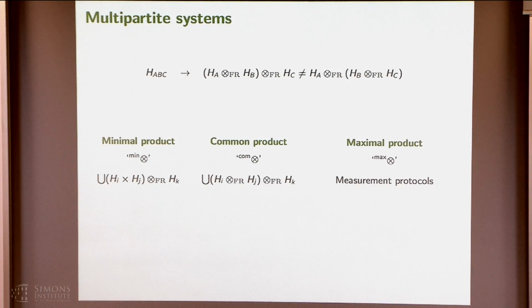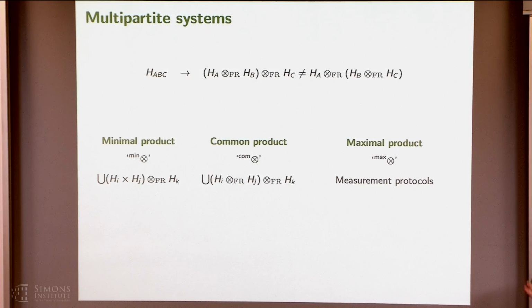So here I just, of course I cannot comment on all the possible ways, but I highlighted 3. So basically the minimal and the maximal products, which are the 2 extremes of this hierarchy of products. And then one that we've got used to referring to as a common product, which is the one that might be a little bit more natural for operational purposes.